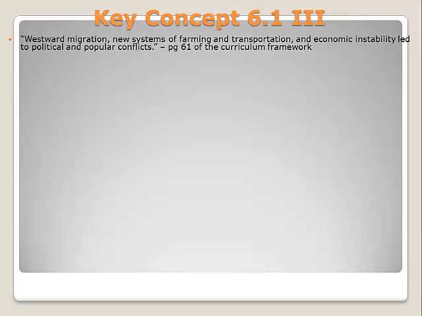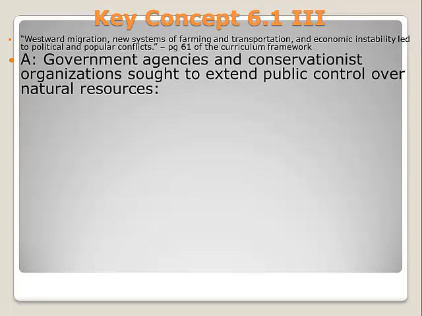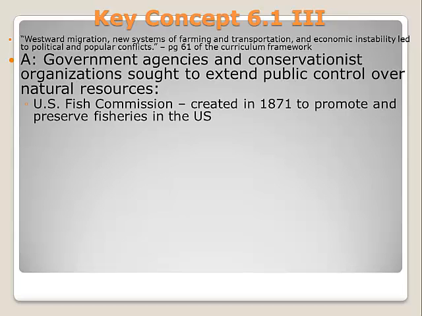All right, we'll finish up with 6.1, Roman numeral 3, Western migration. New systems of farming and transportation and economic instability led to political and popular conflicts. Government agencies and conservationist organizations sought to extend public control over natural resources. As the U.S. expands and as businesses are expanding, there's debates over the resources of this country. And some people call for the government to extend their control.